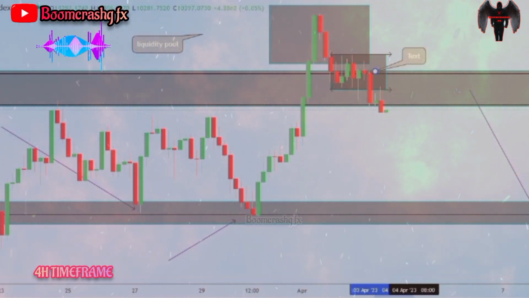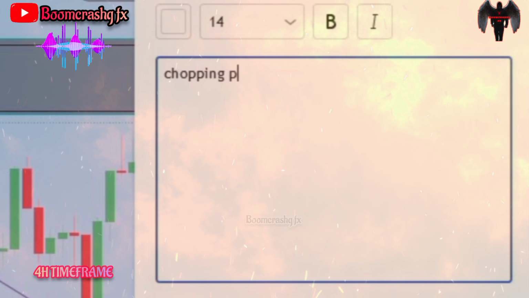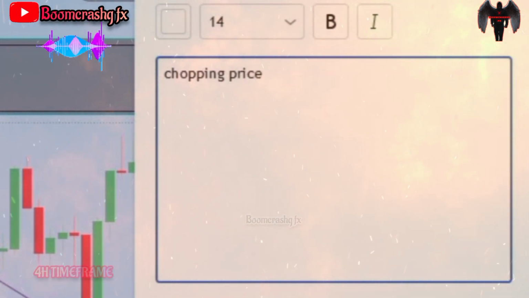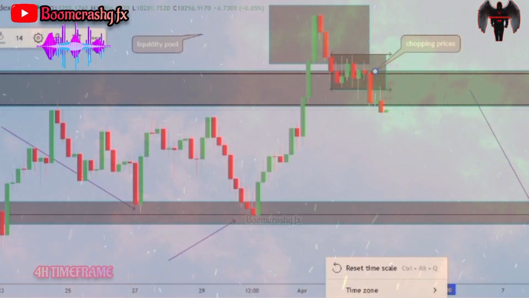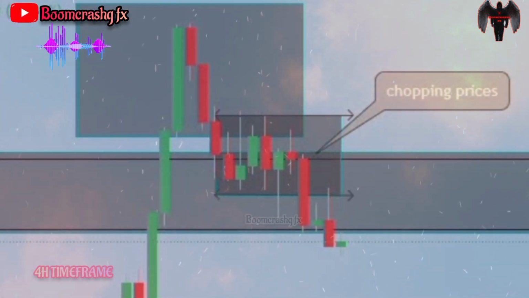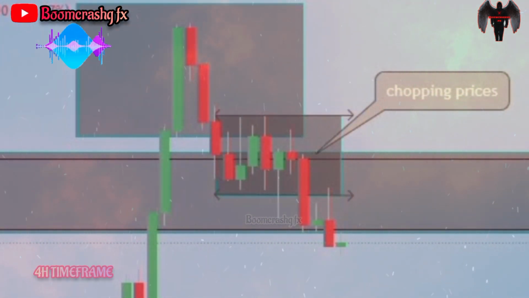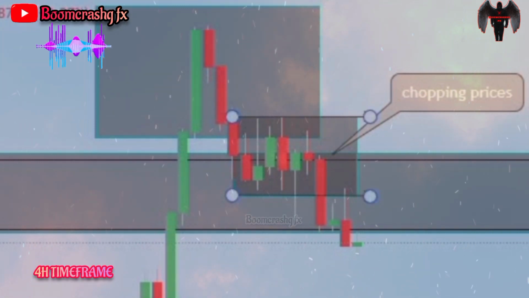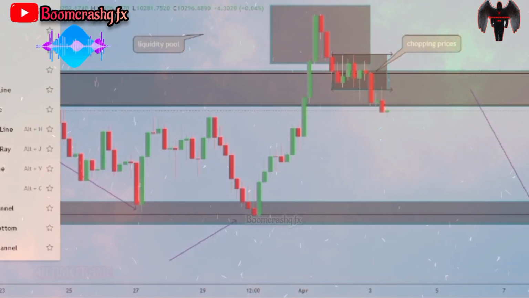So let's mark it out. Choppy prices. So we have that one. This consolidation we are having on the 4-hour time frame, we can see an engulfing candle, a bearish engulfing candle, out of this consolidation, and thereafter we have a retest of the consolidation.